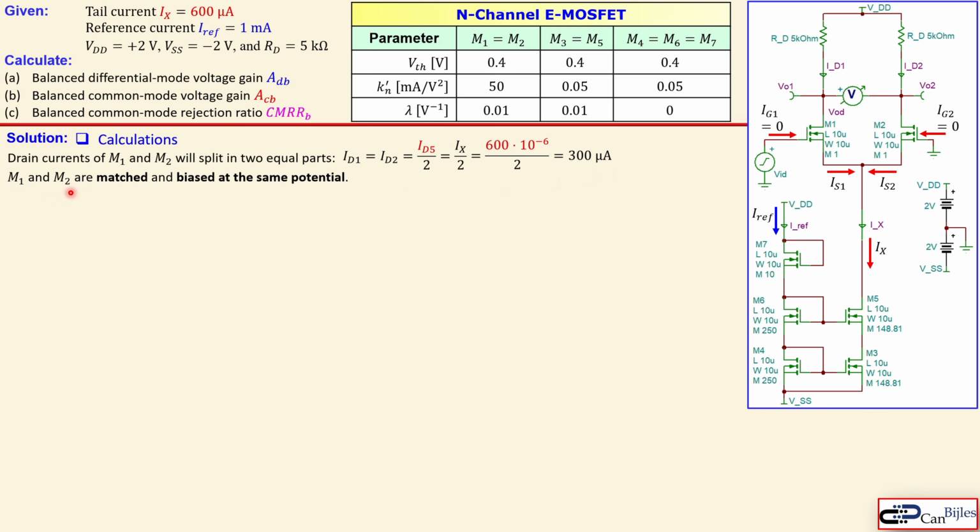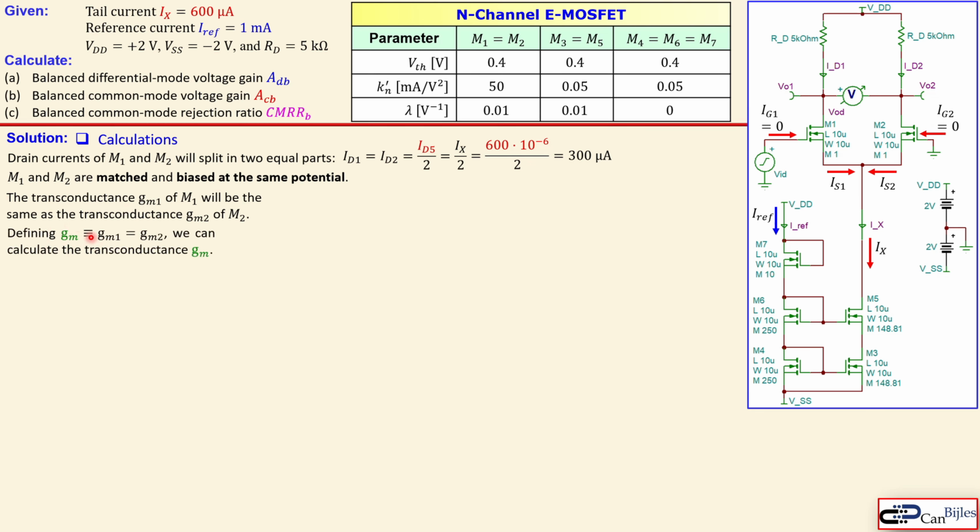We also know that M1 and M2 are matched, that's actually given, and they are biased at the same potential. So the gate to source voltages for DC are exactly the same. And that will result in the transconductance of M1 and the transconductance of M2 being exactly the same. So gm1 is equal to gm2. So we can calculate that and use that as a definition. We say then just gm.